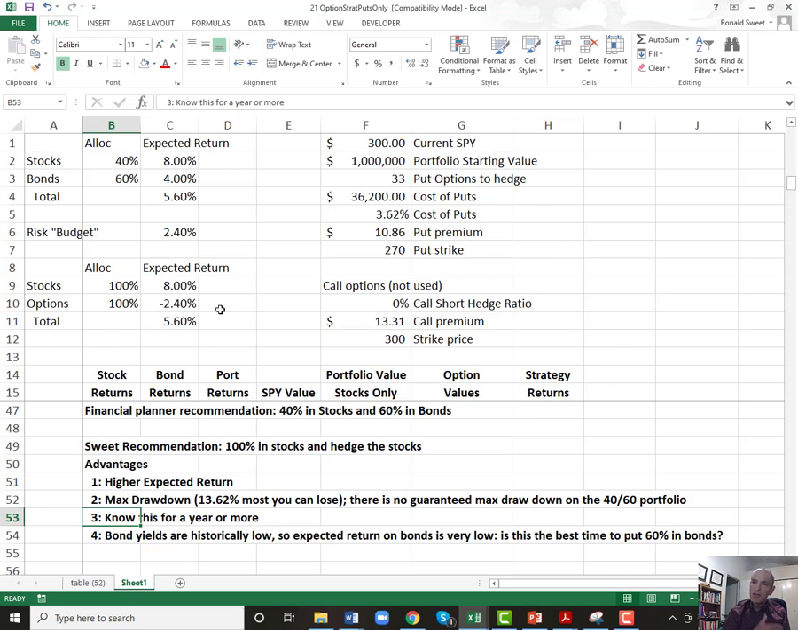But you do know, once you set it up, and you can go out on options a year or two, once you set it up, you know for sure what's going to happen. And then the other question is, do you really want to put people 60% in bonds right now, given how low yields are? So I like the strategy. I don't actually like this strategy as my recommendation, but I like the concept of using options to try to create a better portfolio in terms of risk return.